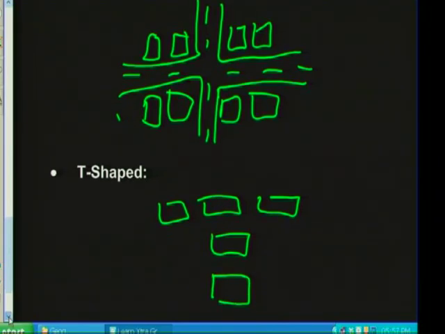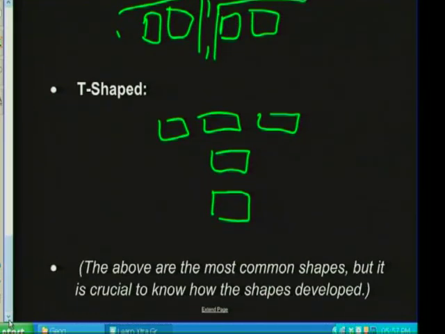These various shapes and forms of settlements influence the way a settlement is located. The above are the most common shapes, but it is crucial to know how the shapes are developed. When we're looking at this particular aspect, it is important to look at, especially in your exams, what the factors are influencing that shape of settlement.